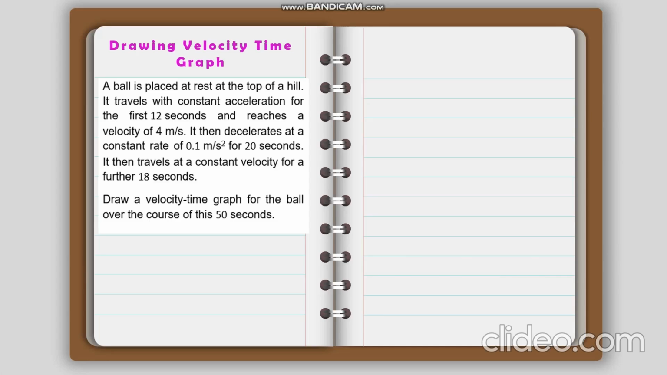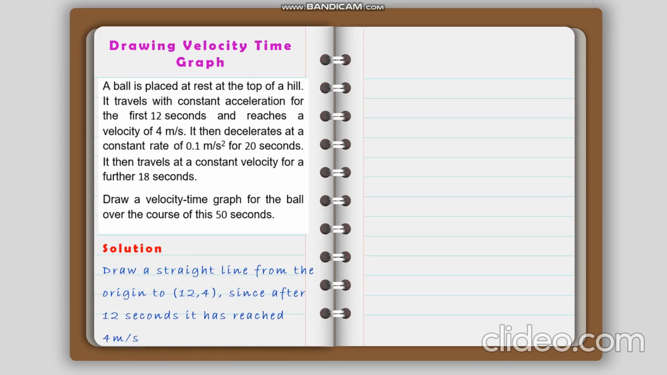Like we did in the case for the displacement time graph, you need to break the question into different segments that you can understand. So you get the segments from the question. In this case, we are going to deal with the first 12 seconds of the journey. What we know about this first 12 seconds is that the ball was moving with a constant acceleration until its velocity was 4 meters per second.